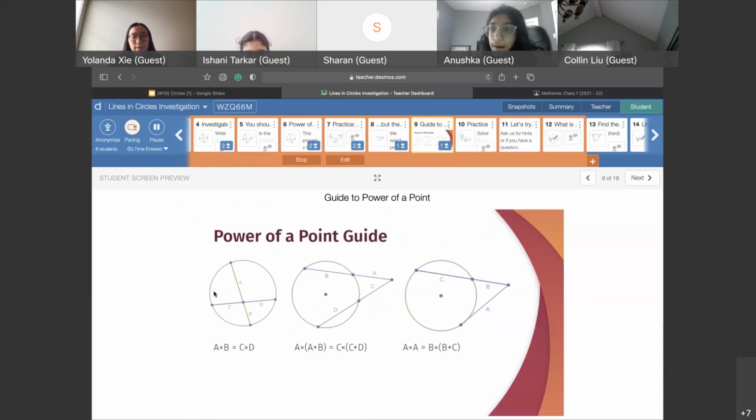And if you're confused at any point, reference back to slide 9, which has all of these formulas that can help you.